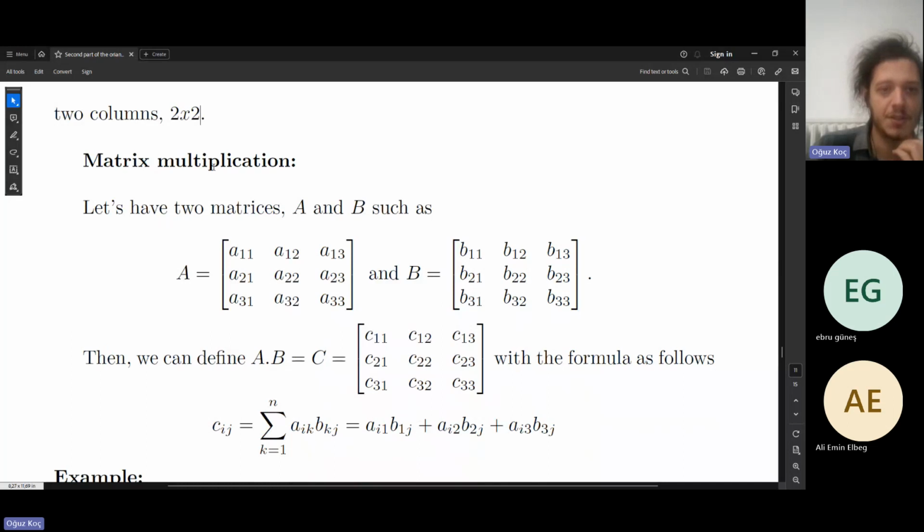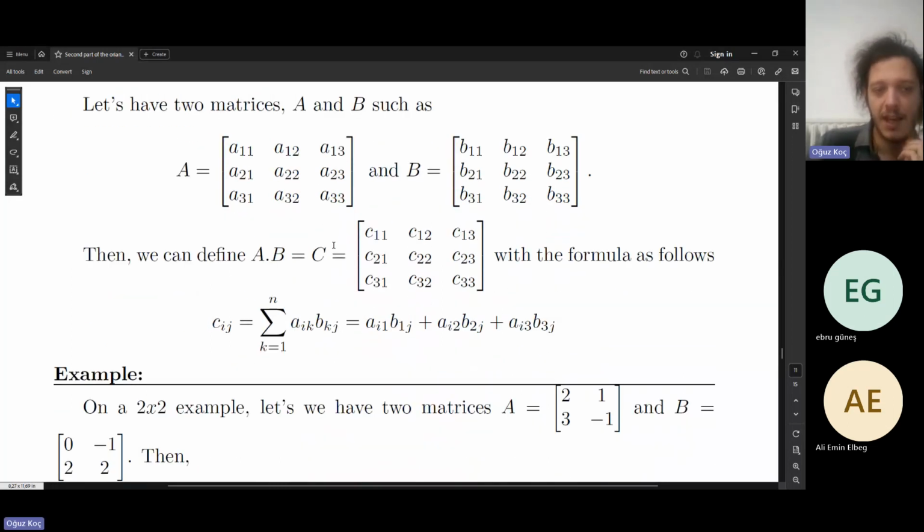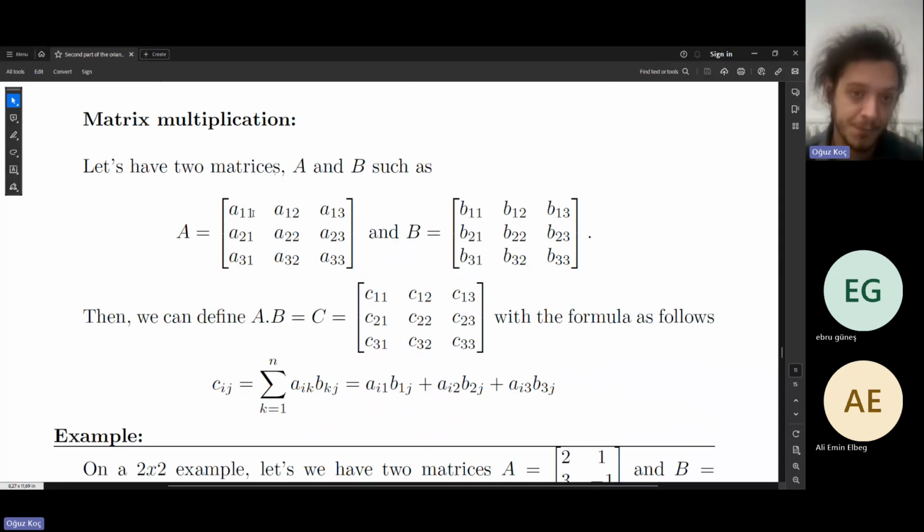And also we have matrix multiplication. For this, we consider two matrices, and we want to multiply them with each other. We assume that when we multiply matrices A and B, it gives the C matrix, whose elements are seen like this. And we can also talk about the elements here.